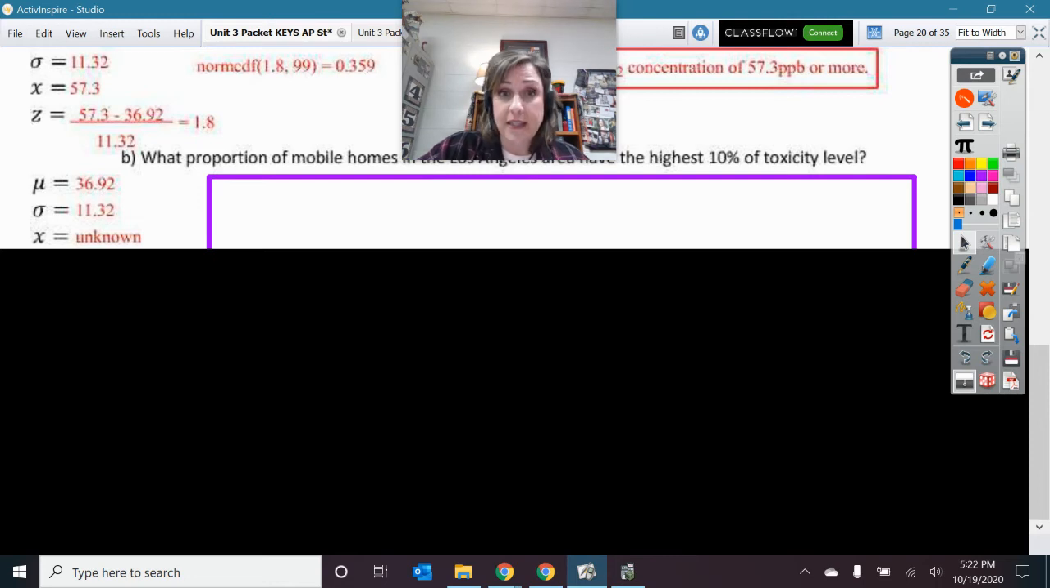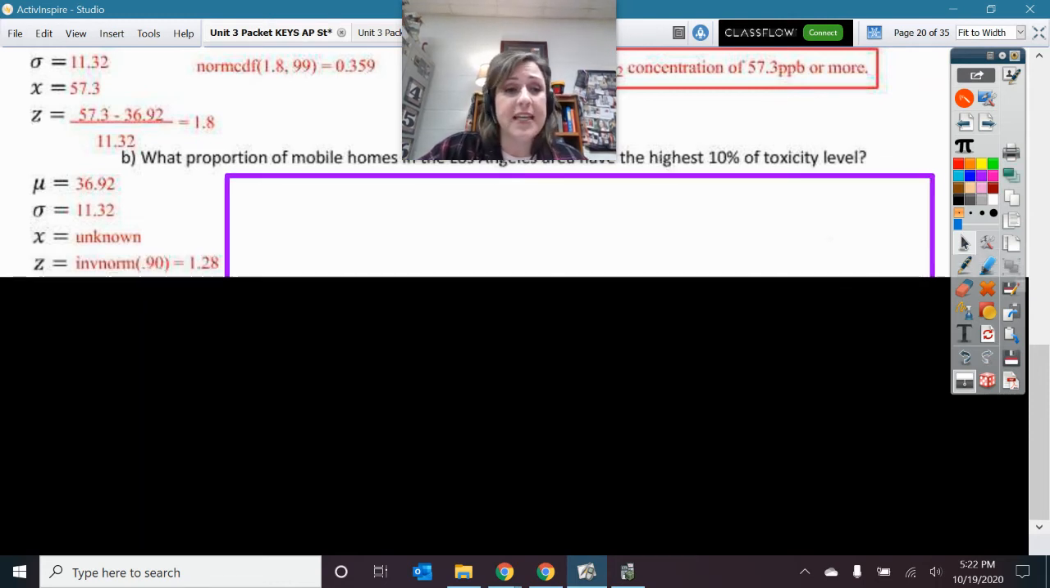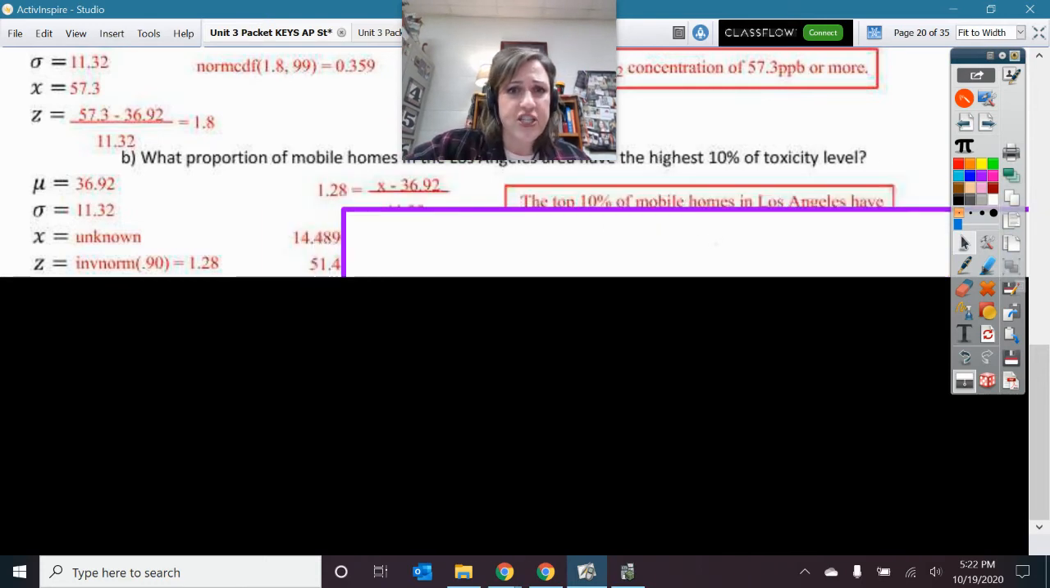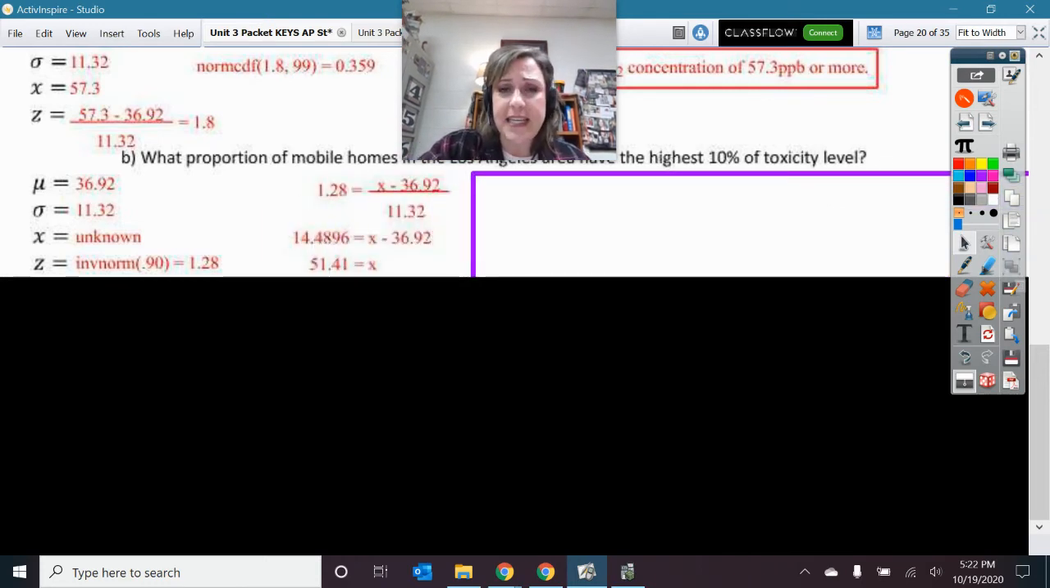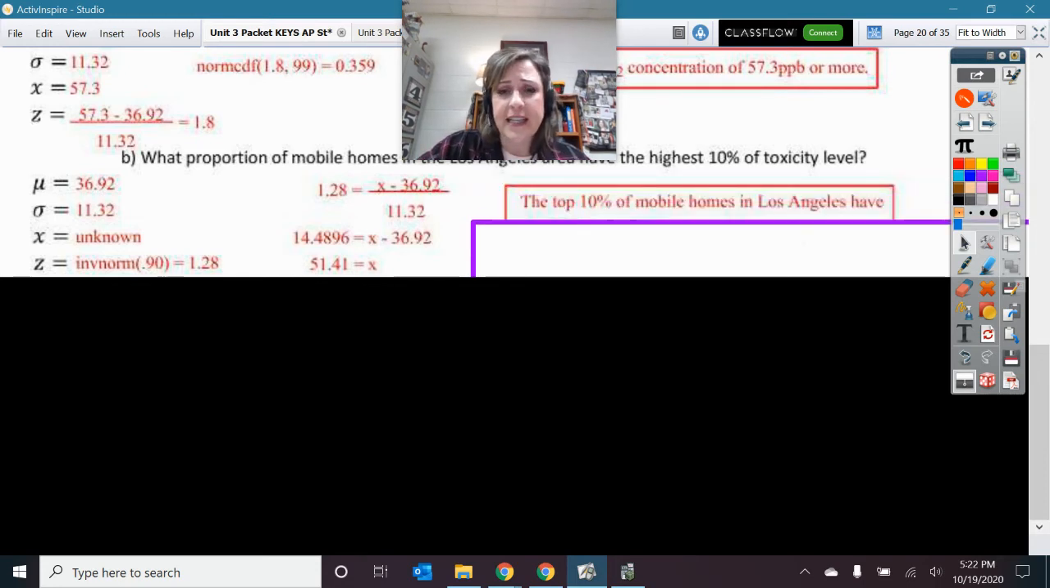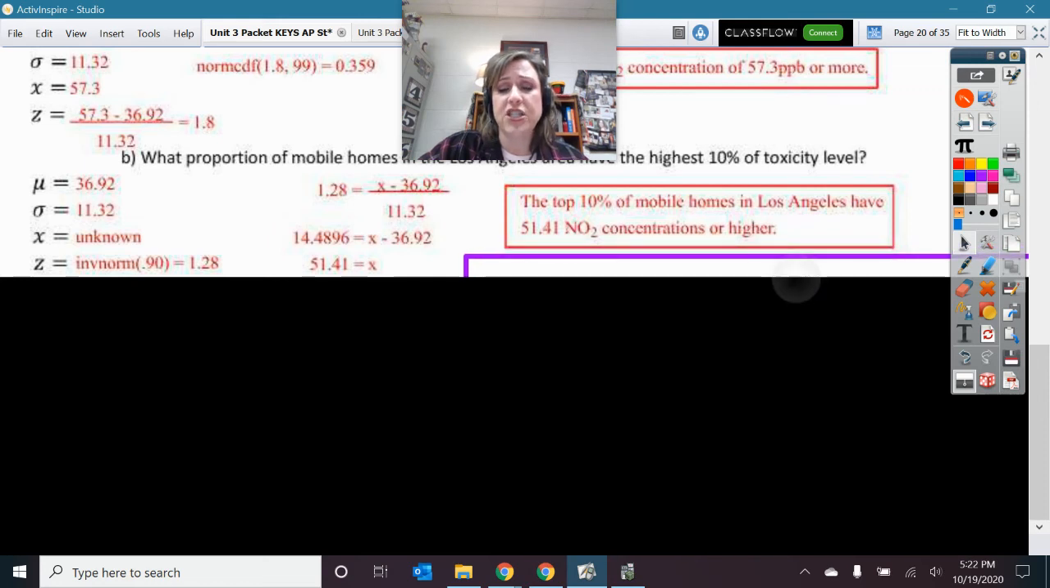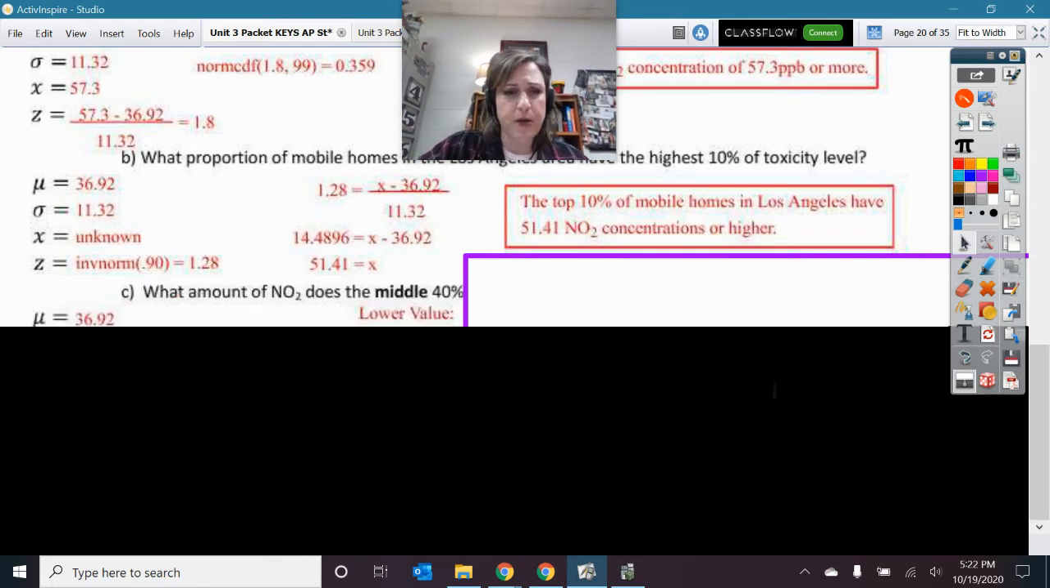Okay. So to get my z-score, I inverse normed the area below. I inverse normed the 90% below, which is 1.28. So now I have z. Now I have the mean. Now I have the standard deviation. And look how I set that up. Z equals x minus the mean over the standard deviation. Use algebra to solve for x, the context value, the toxicity level. The top 10% of homes in Los Angeles have 51.41 parts per billion NO2 concentrations or higher. I should have put that in parts per billion.